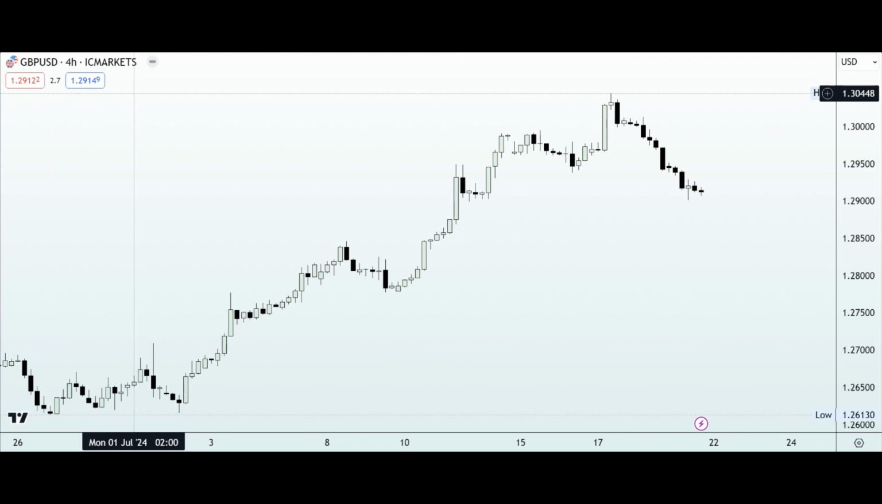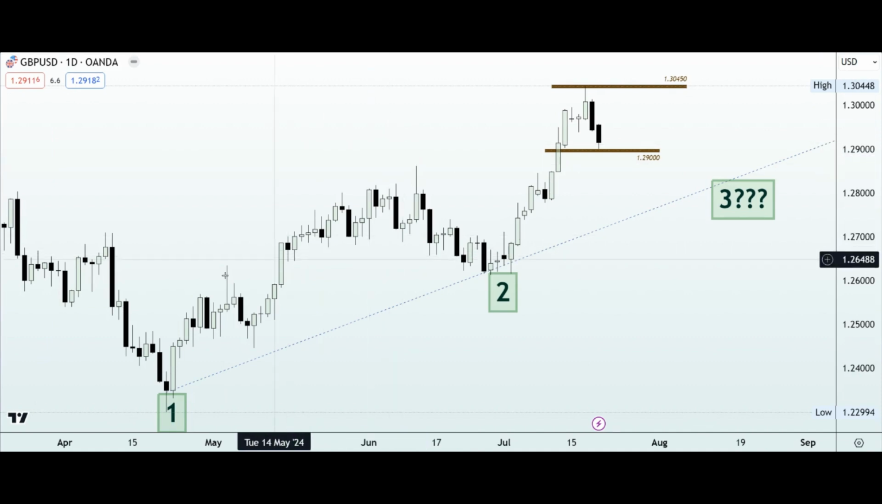The GBPUSD market structure has been on a roller coaster ride lately. It's in its highest points around the 1.30450 level before pulling back into the 1.2900 zone following that disappointing UK retail sales data and, of course, a recent recovery in the US dollar.